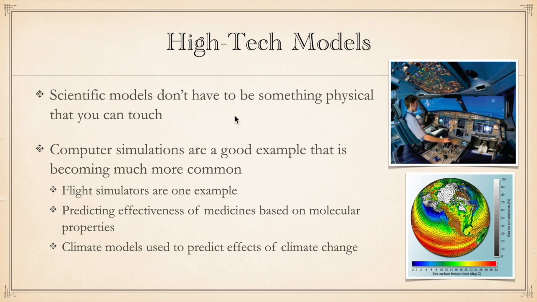High-tech models. Scientific models don't have to be something physical that you can touch. Computer simulations are a good example that is becoming much more common. Like this is a flight simulator here. They use this to teach pilots how to fly really expensive aircraft so they don't crash them. Predicting effectiveness of medicines based on molecular properties: you can have a computer model that may look at the shapes of molecules and decide which medicines would actually be able to interact with those. Climate models are used to predict effects of climate change. These climate models can take in a bunch of data about weather patterns, ocean temperatures, and atmospheric temperatures, and then produce models about what's going on with the climate.